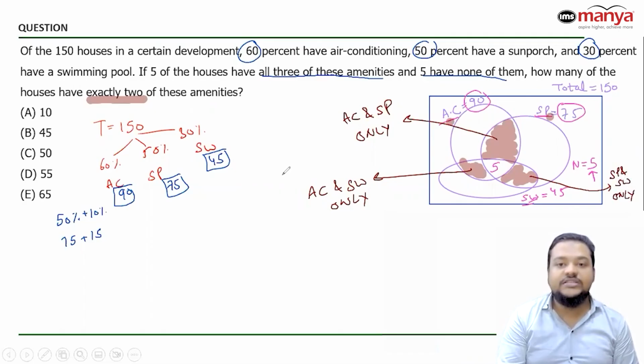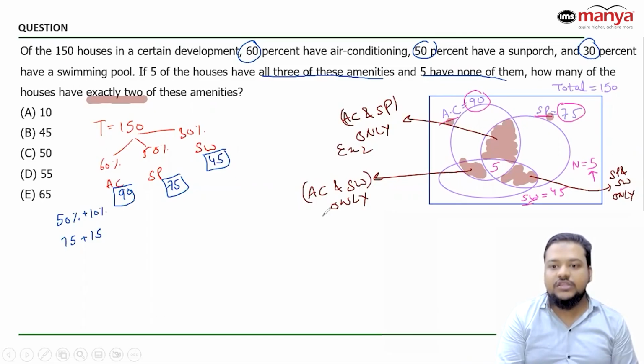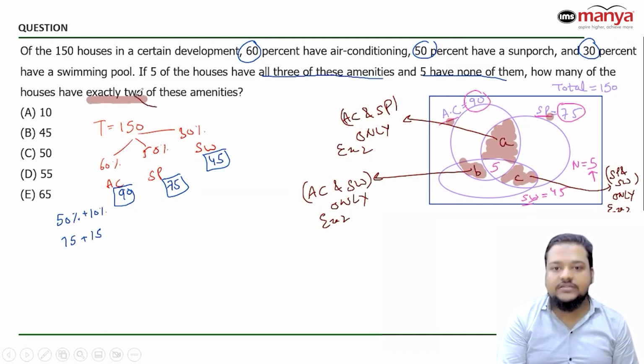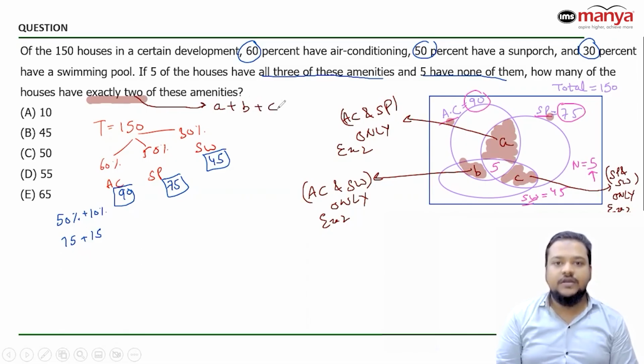The word only is very important because it tells you that this is exactly two. This is exactly true, and this is also exactly true. Hence, if you want to calculate the exactly two, you have to add the values of these three shaded parts. Your answer is nothing but A plus B plus C. So this is how we have understood the question.